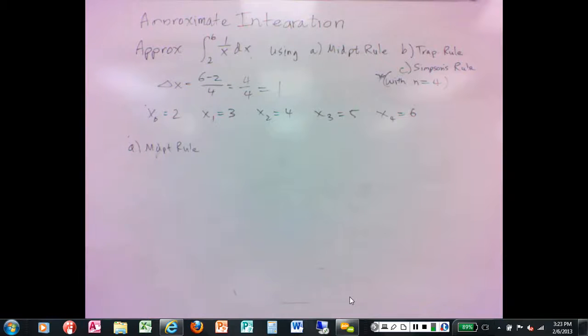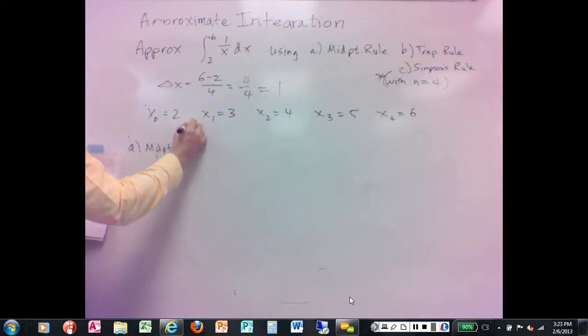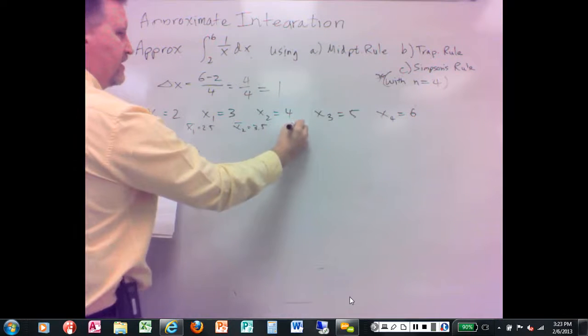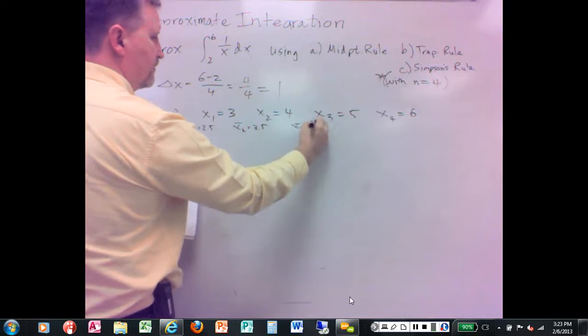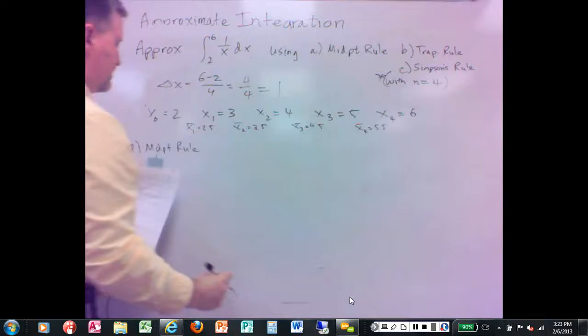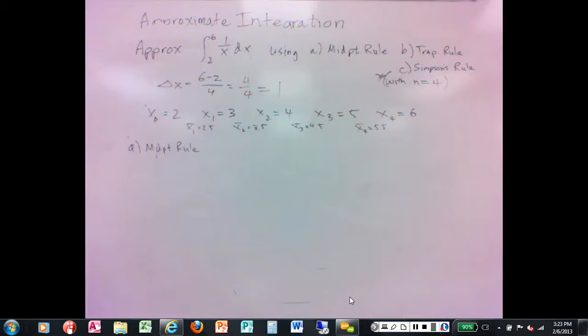Yeah, x sub 0 is just where we're starting. So those are what I'll use for trapezoidal and Simpson's, but for midpoint rule I need midpoints. And so what's the first midpoint? Well, it's midway between these two. So that'd be 2.5. X sub 2 bar, the midpoint here, would be 3.5. X sub 3 bar is 4.5. X sub 4 bar is 5.5.